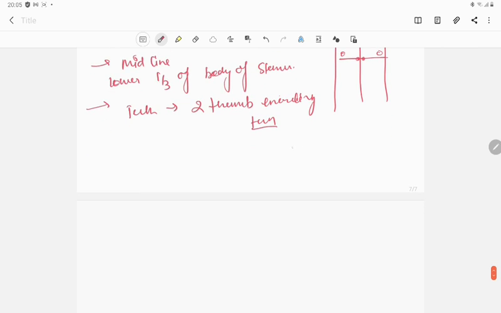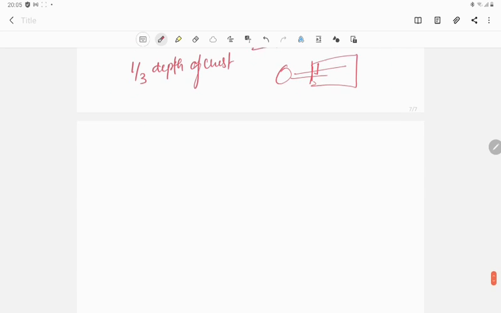And how deep you go. Suppose this is the baby and this is the chest of the baby. How deep are you supposed to go? You are supposed to go 1/3 depth. So this is how you do it.